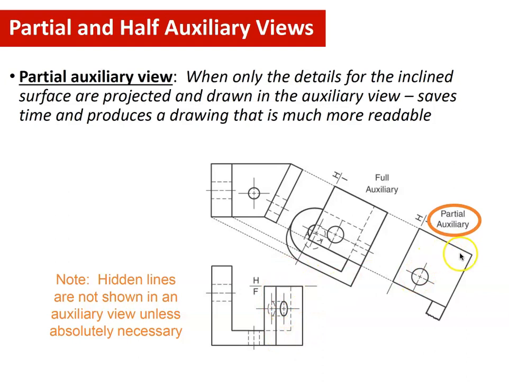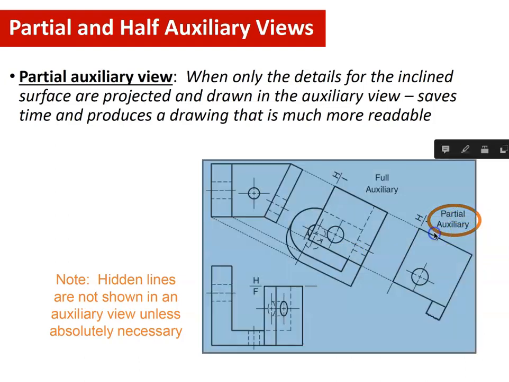So what you do is you just draw the slanted part, and you don't call it your full auxiliary view, but you call it your partial auxiliary view. Because why? You want to save time. You don't want to draw something that is unnecessary, because this guy is not slanted, but it is part of the auxiliary view. So if it's a full auxiliary view, yes, you have to draw it, but if you declare it as your partial, then you're good to go.